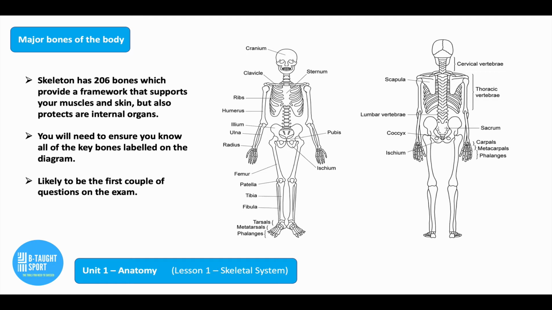Now, if you're struggling with the types of bones before you've even watched this video, I suggest that's the first thing that you revise and get the notes down straight away. It's likely to be the first question in your exam. So I've had a look at a couple of papers in the last 5 years, and the first couple straight away are always about the skeletal system and the bones specifically.